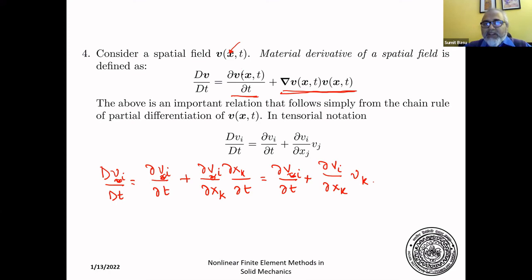So you have to remember that when you take the total derivative of a spatial quantity, you have to take the derivative with respect to x as well as with respect to t. Small x of a particle on the body is changing with time. The current position of a particle is changing with time, whereas capital X is not a function of time. Capital X is the initial coordinate. This question of total derivative arises because small x is a function of time. Okay.